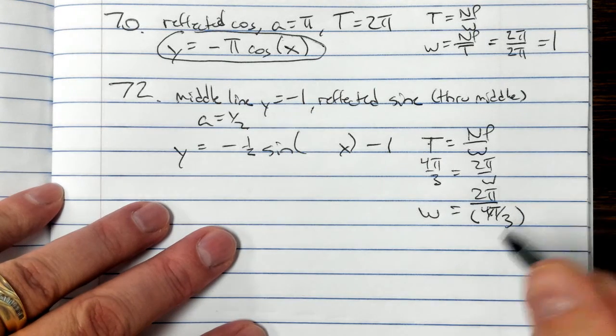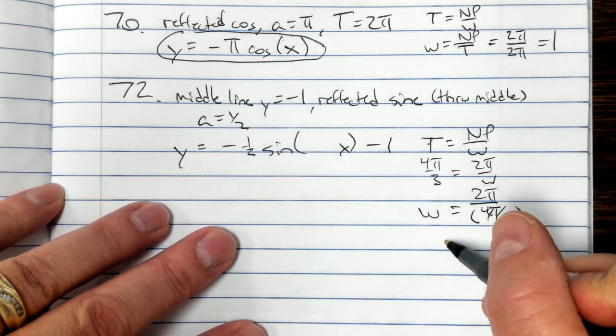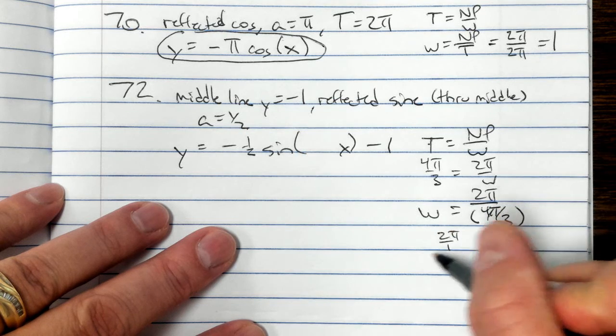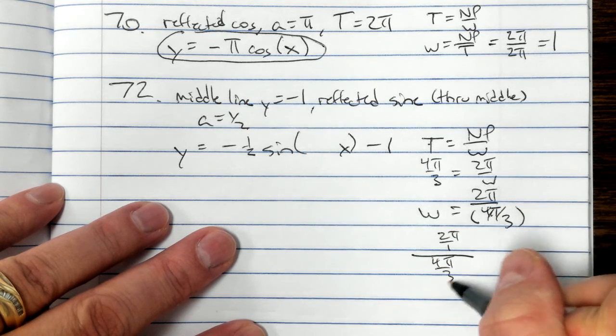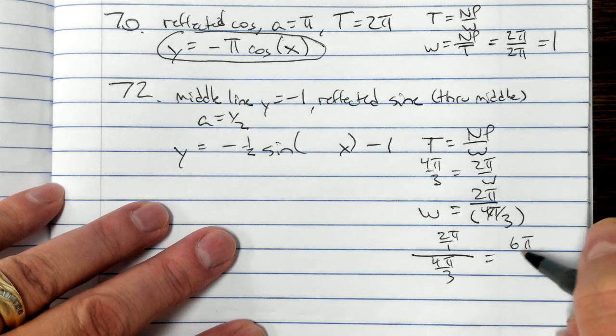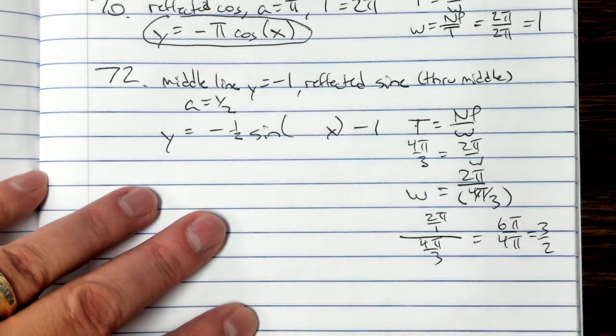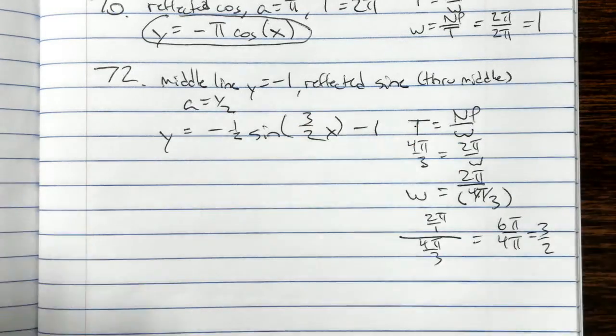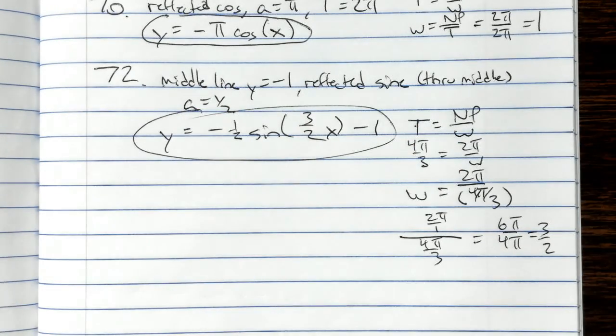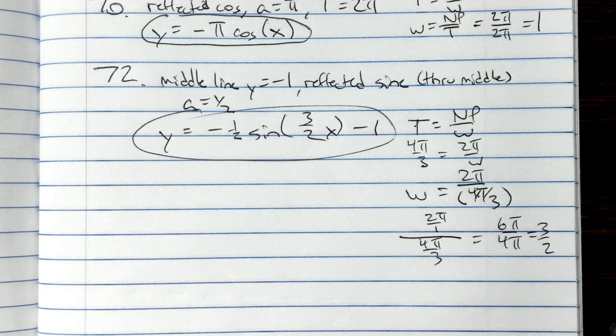So then we got 2 pi divided by parentheses 4 pi thirds. And then that makes it 2 pi over 1 divided by 4 pi over 3. So you get 6 pi over 4 pi, which is 3 halves. So that's going to be 3 halves x minus 1. Okay, so now we're done with that lesson.